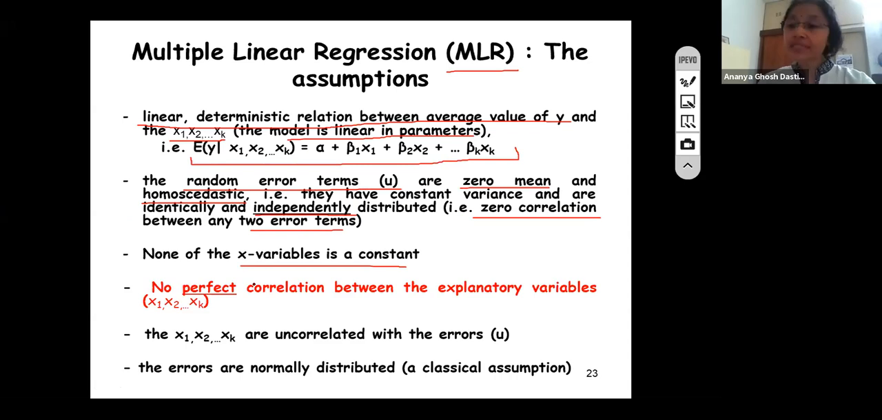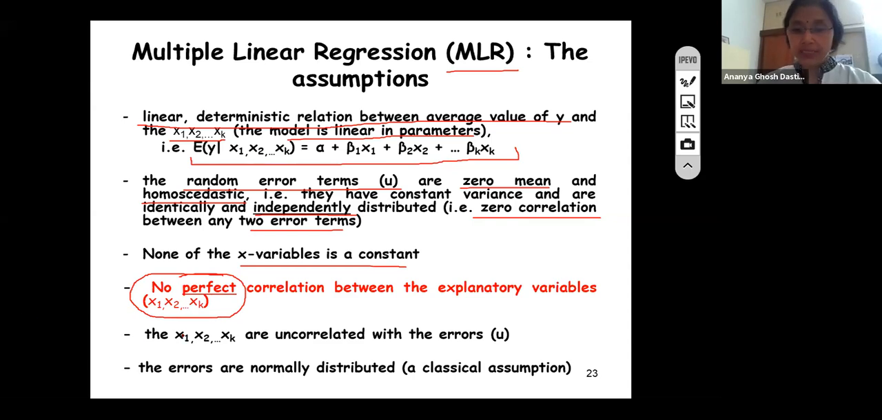Now, what is the new assumption? The new assumption is right here in red. By assumption, we are ruling out perfect correlation among the x's. Now, this is rarely observed, so not something to worry about, but something to definitely note. This is known as the assumption of no perfect collinearity. So no perfect collinearity literally means that I am assuming that my explanatory variables do not have a correlation of either 1 or -1 among themselves.